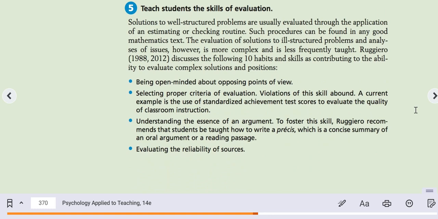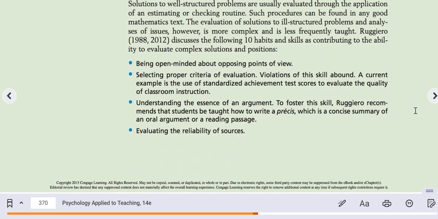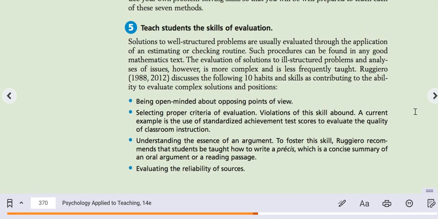Being open-minded about opposing points of view. Selecting proper criteria of evaluation. Violations of this skill abound. A current example is the use of standardized achievement test scores to evaluate the quality of classroom instruction. Oh, fine. Preaching to the choir.